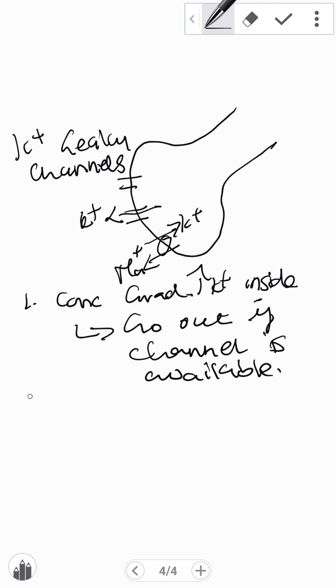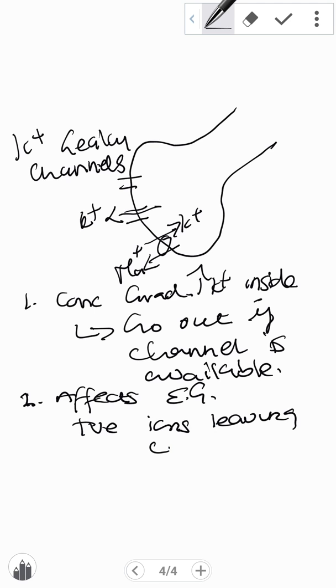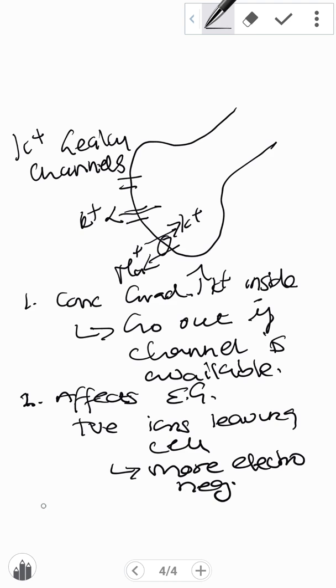Now, because it goes out, it affects the electrical gradient. So how? We are having cations leaving, meaning positive ions leaving the cell. So the cell becomes more electronegative. And so this electronegativity that is created by the efflux of potassium, plus that created because of the pump action, together make up resting membrane potential.